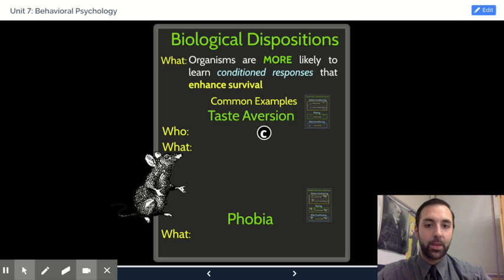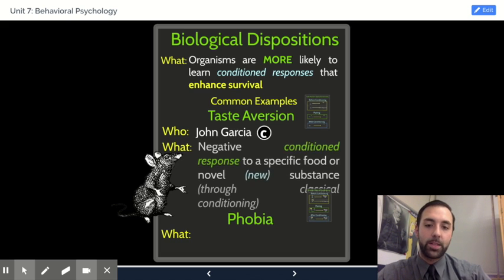So, for example, using Pavlov's dogs and the bell eliciting salivation, organisms in that case would be more likely to learn to salivate to the sound of a bell. Why? Because eating enhances survival. So it would make logical sense for some behaviors that in that context enhance survival to be taught through classical conditioning. There are two common examples, though, that fall under the category of biological dispositions.